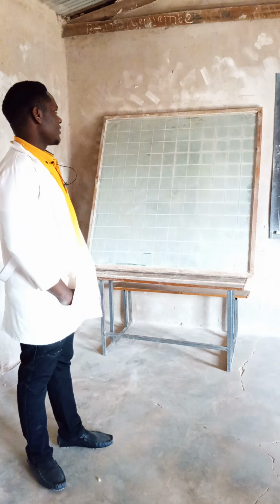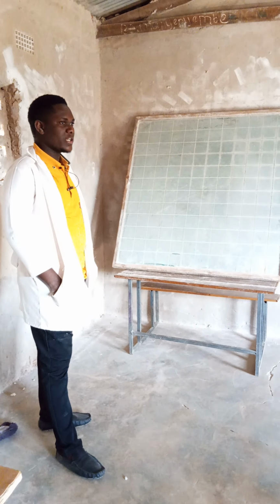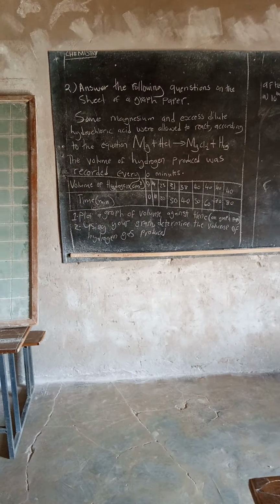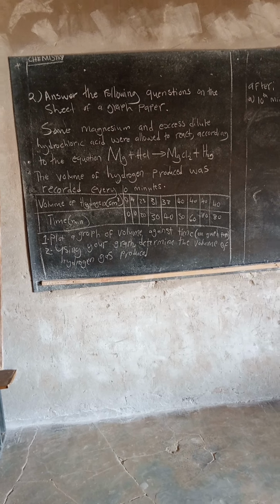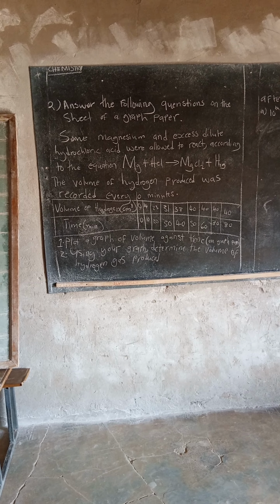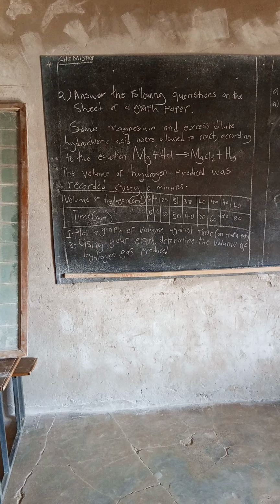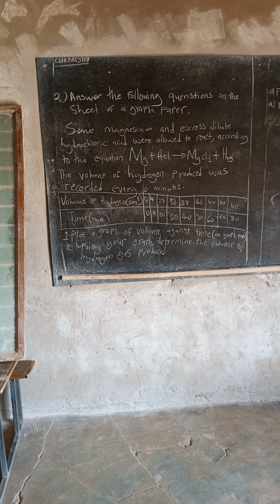Okay, so this is a question on the rate of chemical reaction. Just capture the question so that everyone can see it. We are saying that you answer the following questions on a sheet of graph paper. To plot this question in an exam, you should have a graph paper.